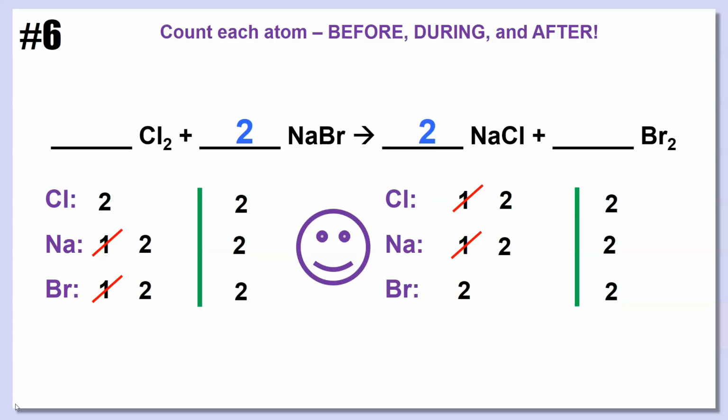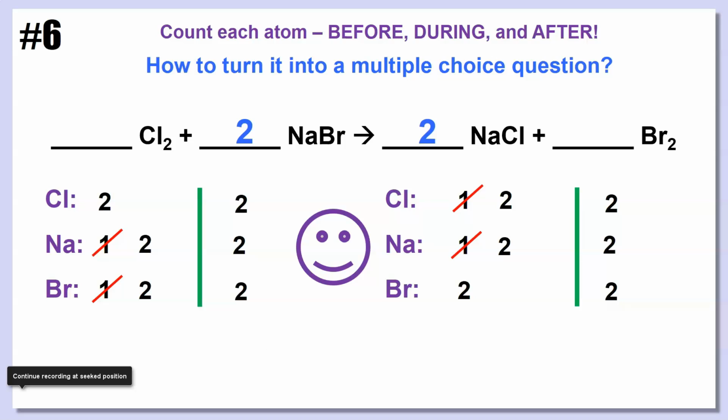So the next part is going to be seeing how we can turn this into a multiple choice question. There's 2 pretty common ways to do this. The first is me asking you, what is the sum of the coefficients? So I'll give you a hint. The answer is not 4.